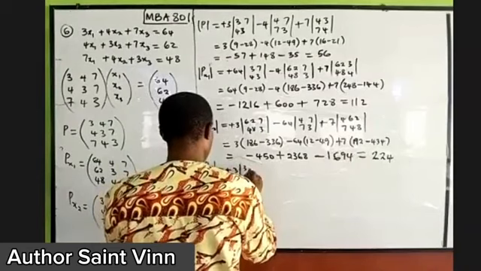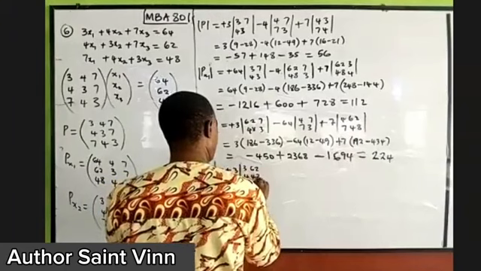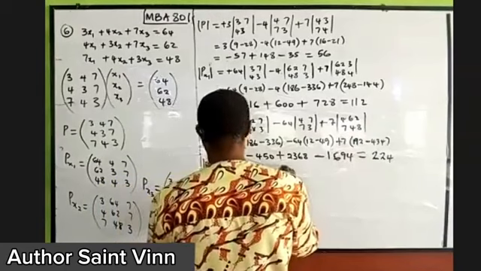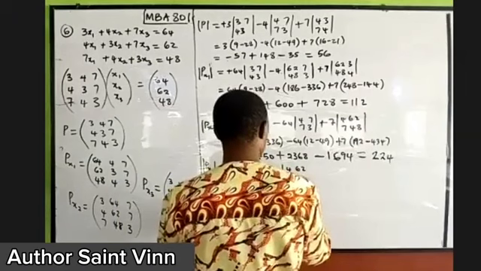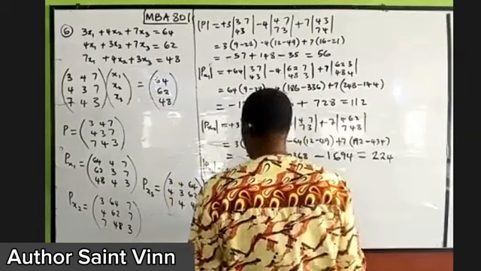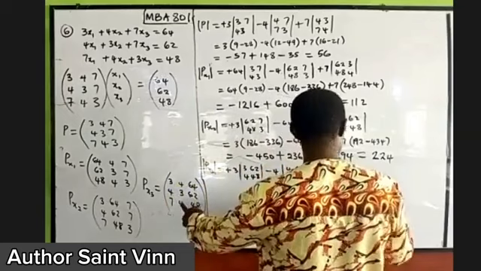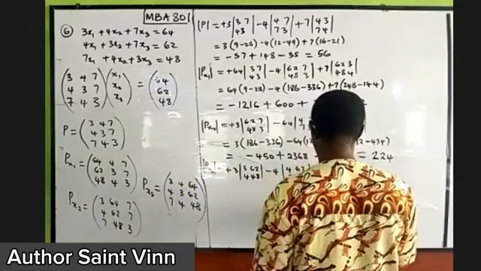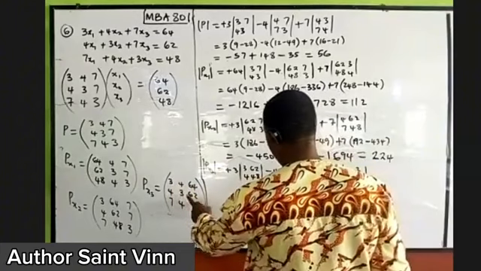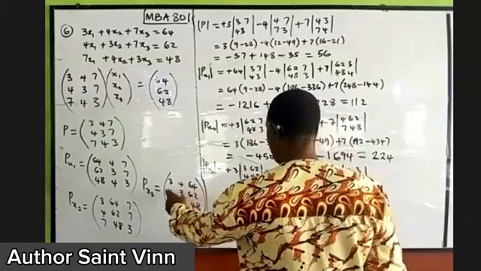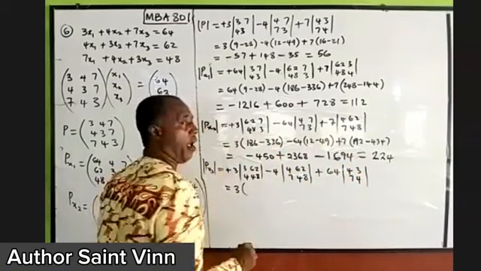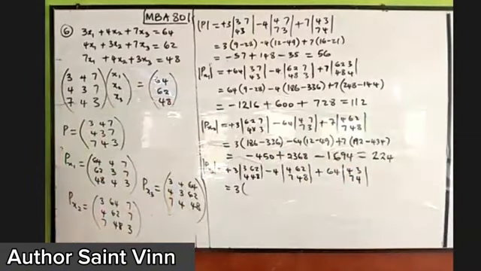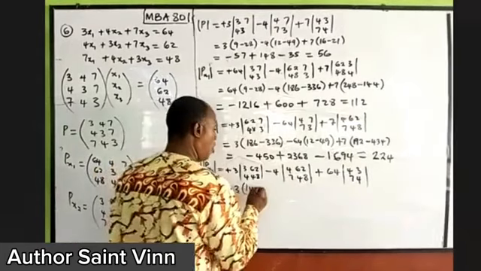This is 3, 4, 48. Minus 4, 4, 62, 7, 48, plus 64, 4, 3, 7, 4. I hope it's correct. Plus 3, 6, 2, 4, 4, 6, 2, 7, 48. Okay. 48 times 3, what do you have? 144.